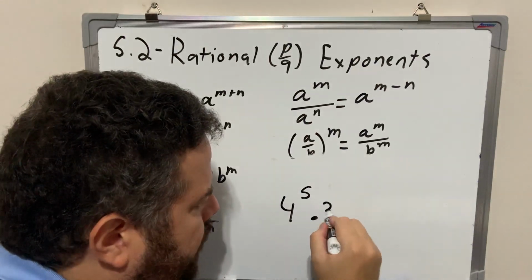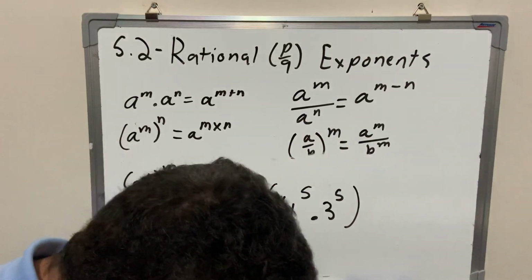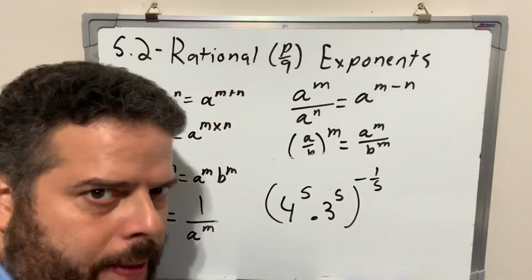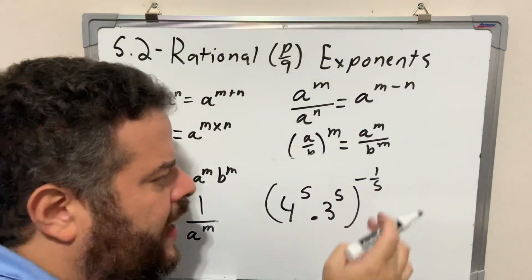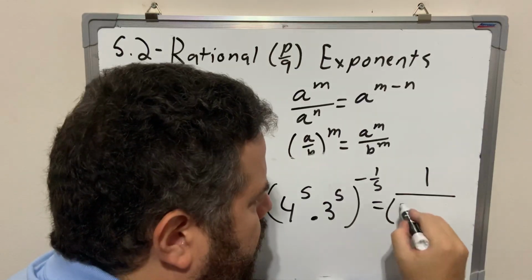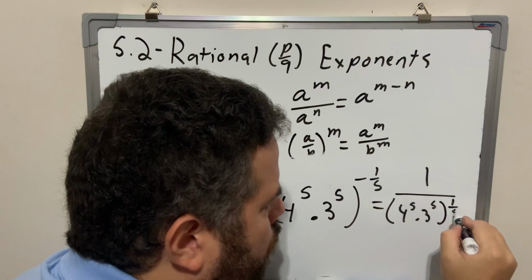4/5 times 3/5, that is elevated to the -1/5. Okay. Now, negative exponent, the first thing we do is turn it positive. 4/5 times 3/5 to the 1/5.